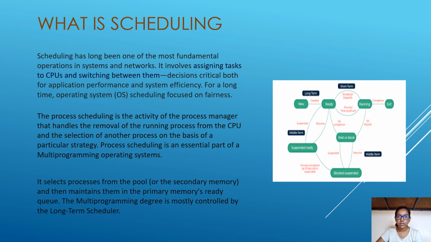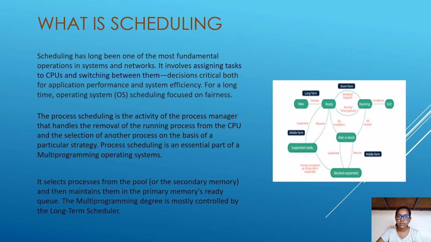What is scheduling? Scheduling has long been one of the most fundamental operations in systems and networks. It involves assigning tasks to CPUs and switching between them. Decisions are critical both for application performance and system efficiency. For a long time, operating system scheduling focused on fairness. Processor scheduling is the activity of the processor manager that handles the removal of the running process from the CPU and the selection of another process on the basis of a particular strategy.